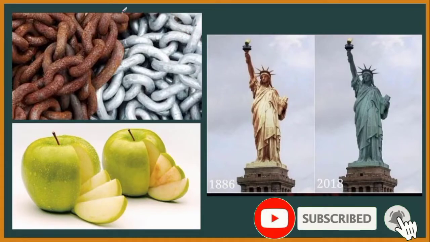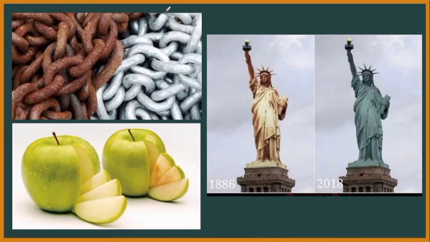So in our daily life you have seen many changes. If you look at this picture, in the first picture what can you observe? You can observe that a chain made up of metal undergoes a chemical change, that is rusting. And in the second picture, a freshly cut apple changes its color after it is exposed to air for some time, right?